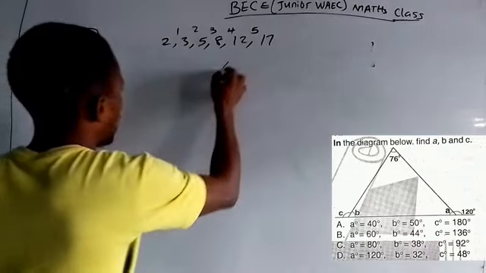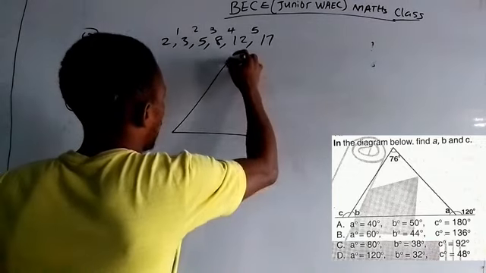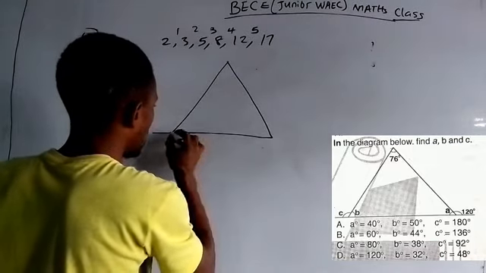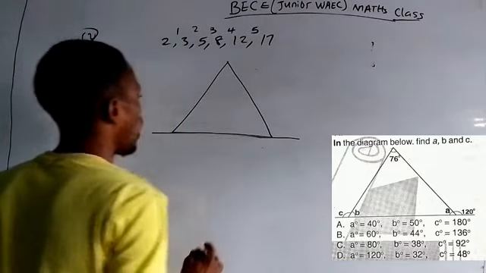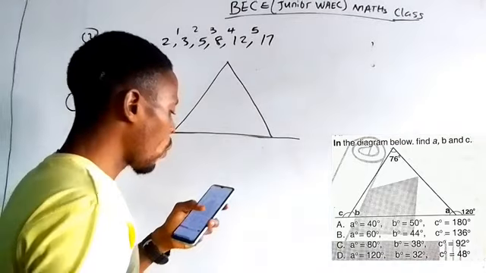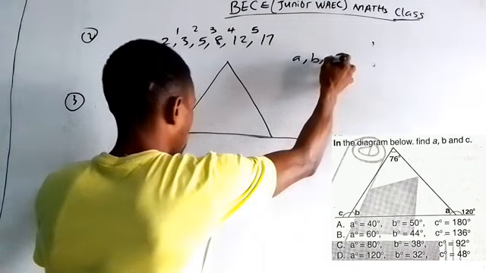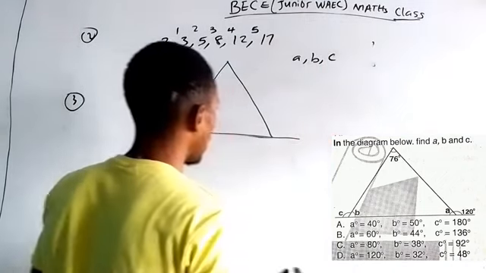We have the diagram below. Okay, this one goes like this. So in the diagram below, we want to find the value of A, B, and C.